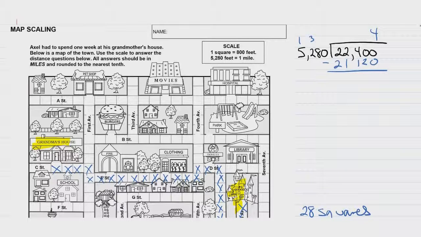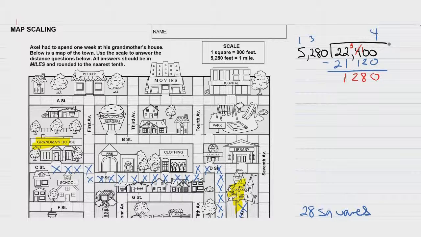Then I subtract, and I get 0 minus 0 is 0. The 0 is too small, so he needs to borrow from the 4. The 4 becomes a 3. The 0 becomes a 10. 10 minus 2 is 8. 3 minus 1 is 2. 2 minus 1 is 1. And 2 minus 2 is 0.